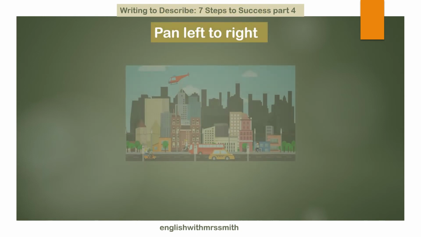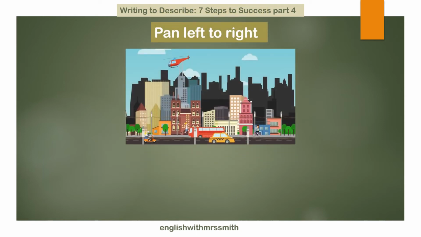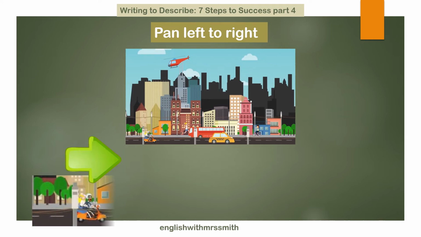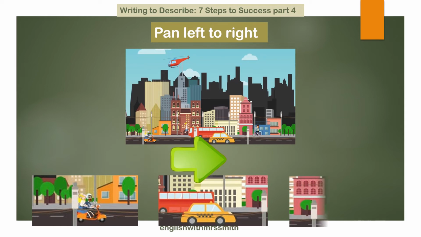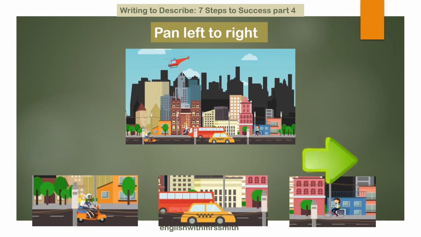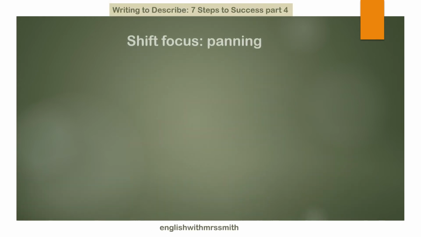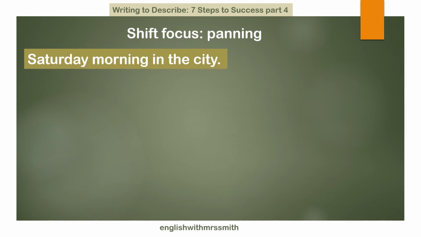Let's look at how we could use the panning technique to open a description of this city by moving from left to right. We would begin with the figure on the little orange scooter and shift across to the right to the bus and the yellow taxi. We could then move further right to describe the figure on the bicycle. Now let's look at how those ideas would fit together when you come to write your description.